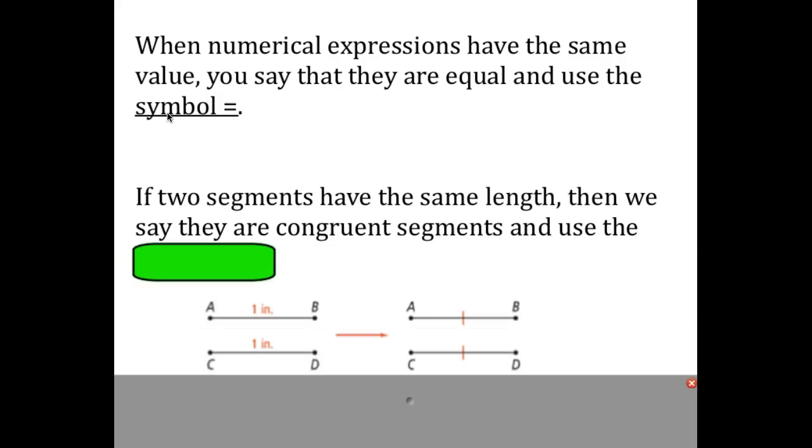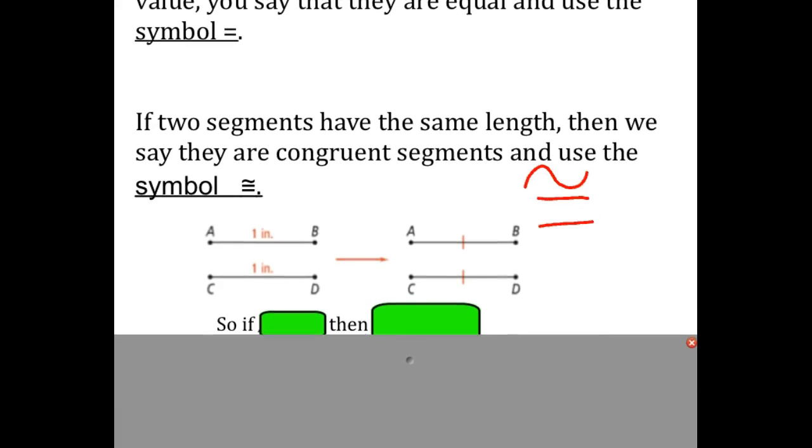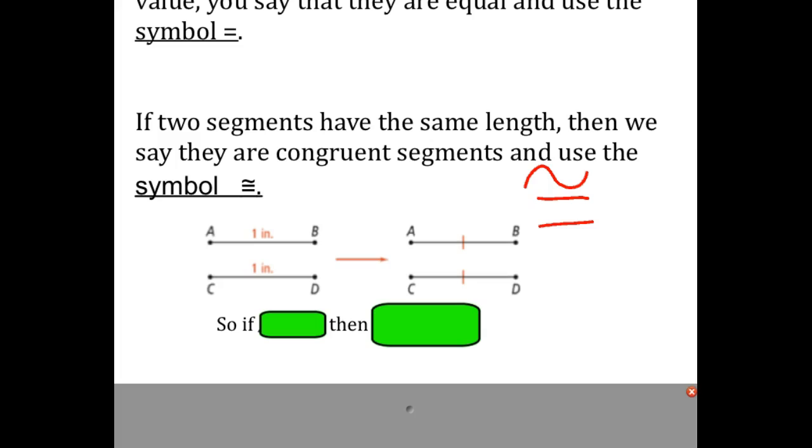It says when numerical expressions have the same value, you say that they are equal and you use the equal symbol. Now, we have another symbol in geometry that means a similar thing. It says if two segments have the same length, then we say that they are congruent segments. And we use the congruent symbol. Basically it's an equal sign with a little swoop on top of it.